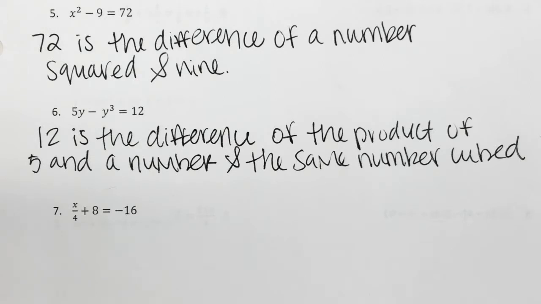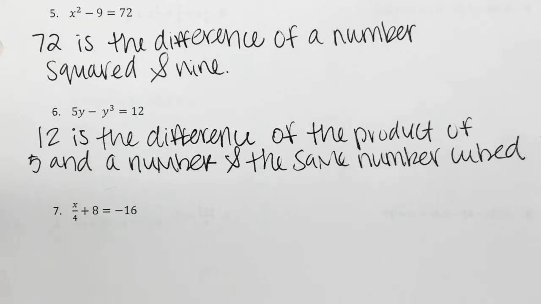Go ahead. I put: 14 is 6 times the difference of a number and 2. I think you did number 8. Do number 7. Oh, I did do that. Okay. Negative 16 is 8 more than the quotient of a number and 4. Very good. Who else? Go ahead.